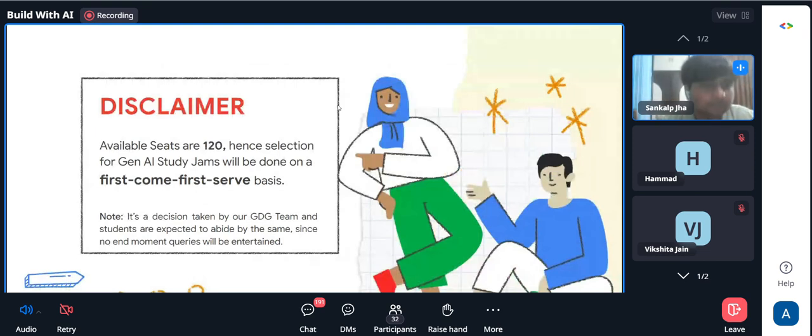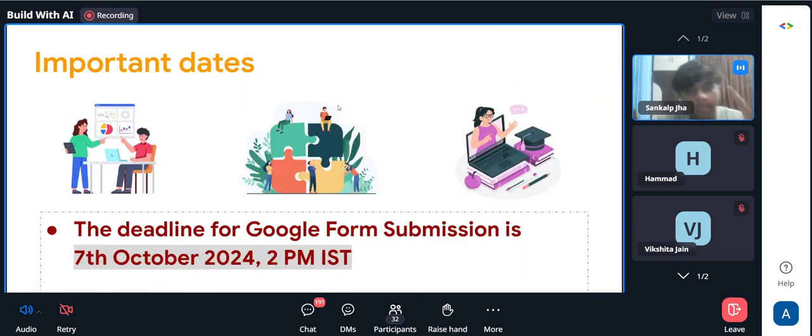Once again, a disclaimer: available seats are 120. Hence, the selection process will be on a first come first basis. But also, we'll be reviewing your LinkedIn profiles, and no last minute entries will be entertained. Try to fill your form by today itself. By now itself, it will be the best. That's why I gave you that QR code. Important dates: tomorrow, 7th October, 2 p.m., we'll be closing the deadline for Google Forms.